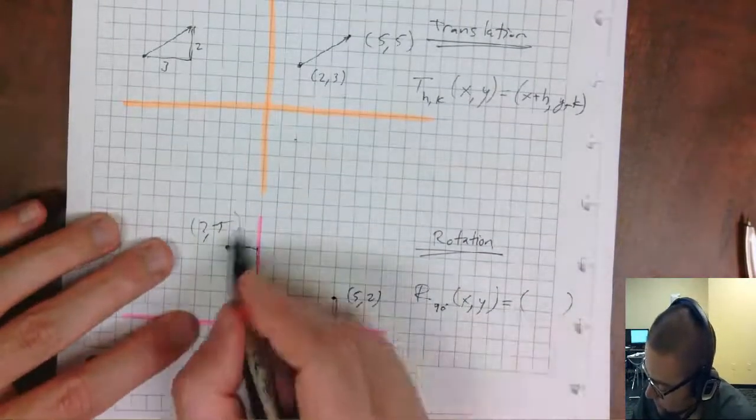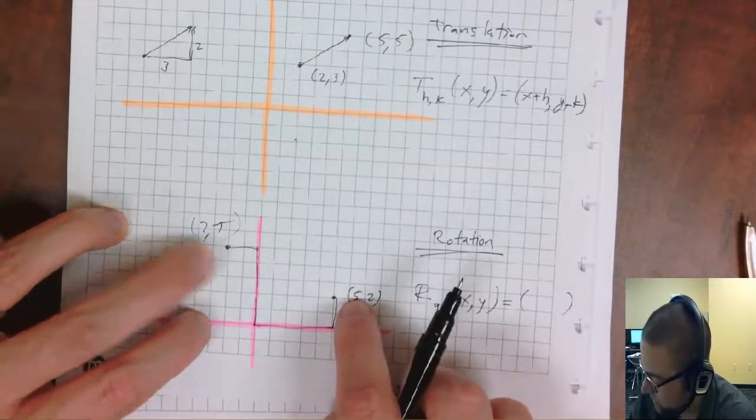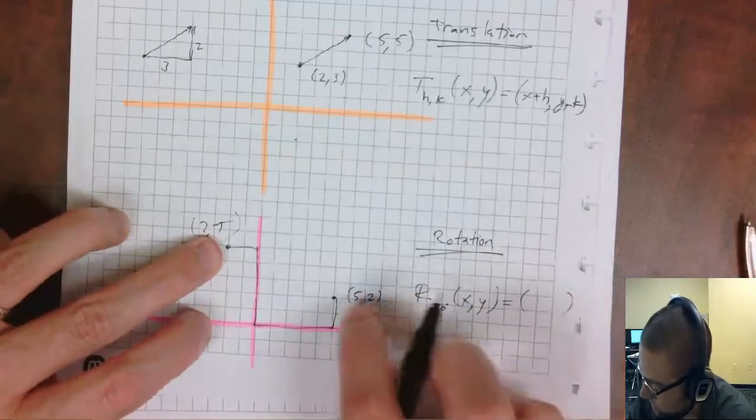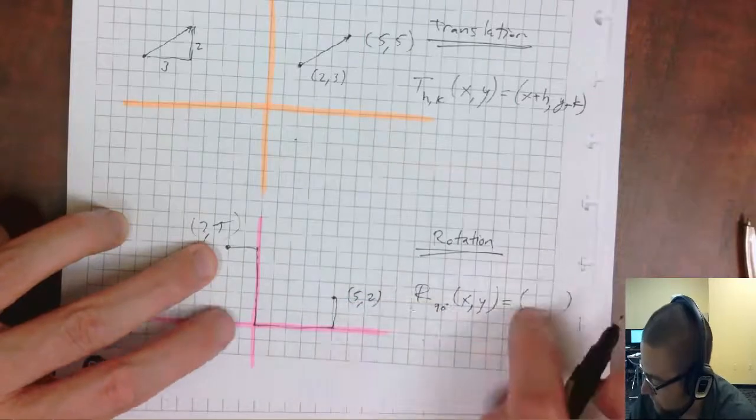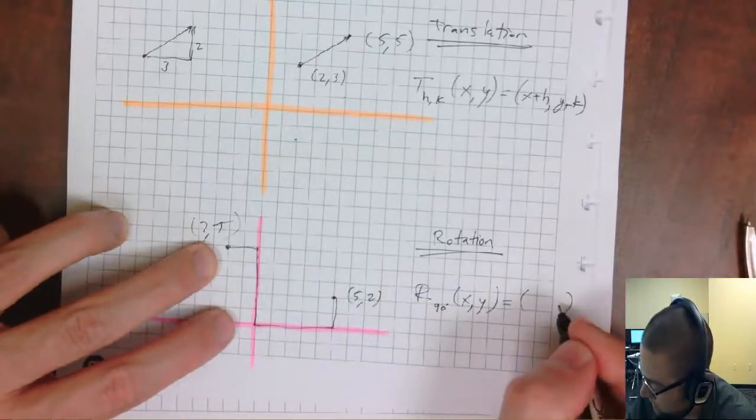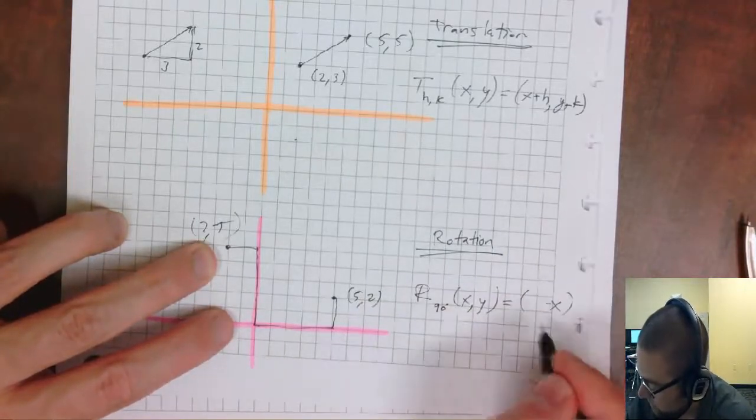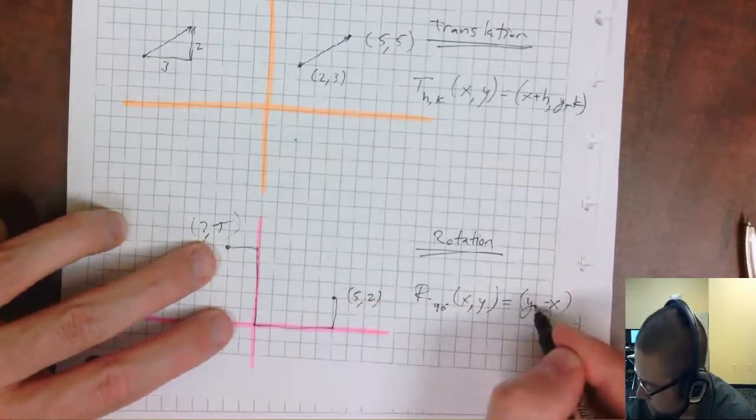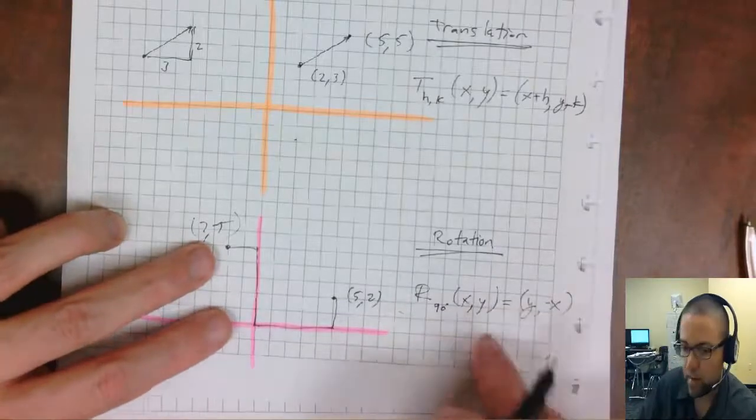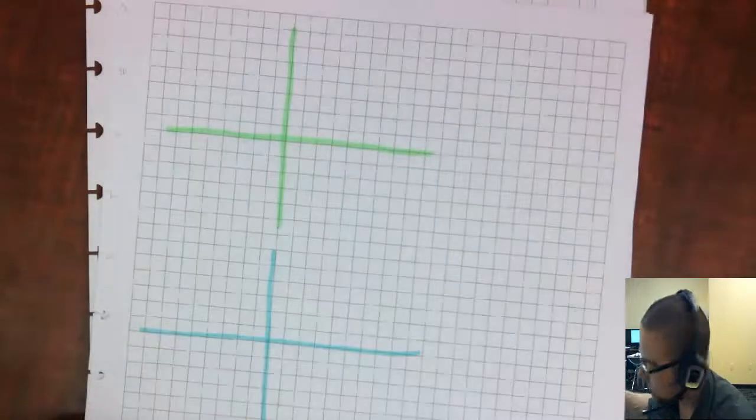So what do you think happens here? Well, my original x value turns into my y value, and it changed sign, didn't it? It became negative. And then my y value becomes my new x value. Okay, so that's how I would write the symbolic representation of that rotation.